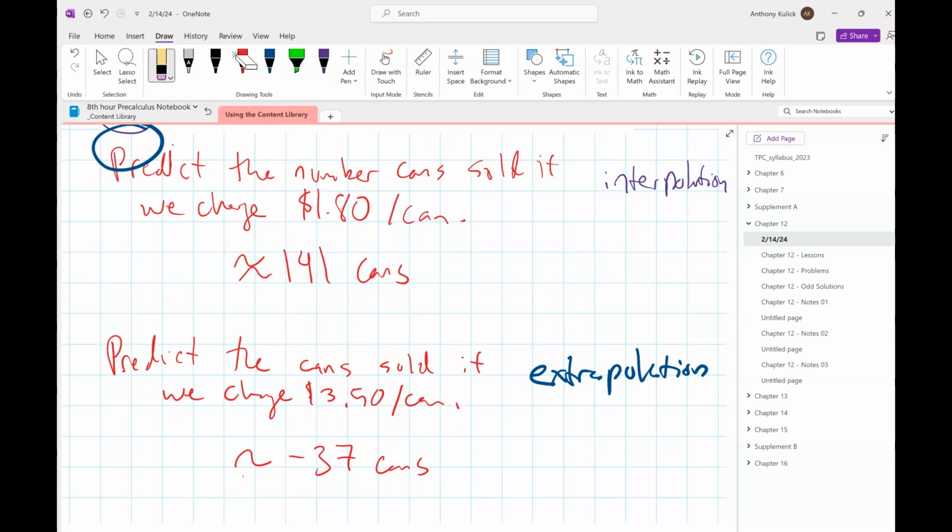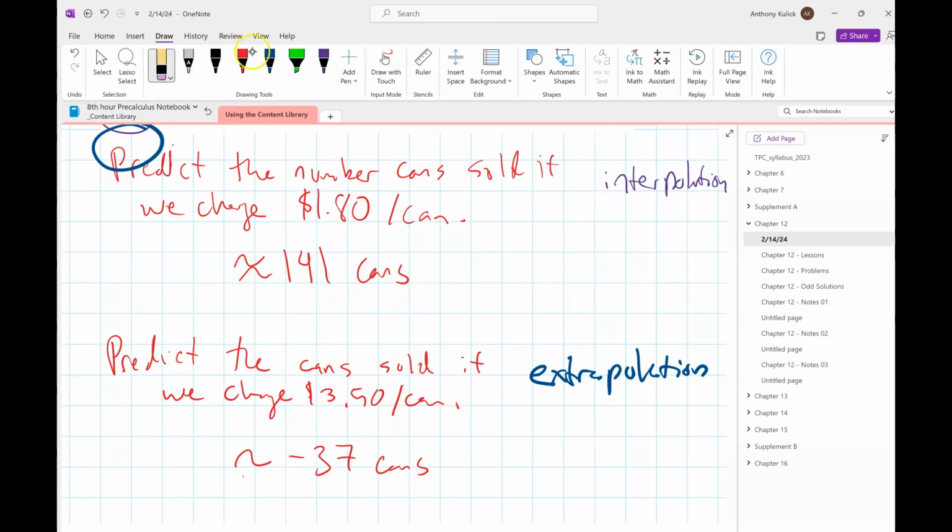And the further you get away from your bounds, your highest and lowest x, the less reliable that prediction becomes, right? Everybody's cool? Kind of gets what I'm saying, Kate? Of course.